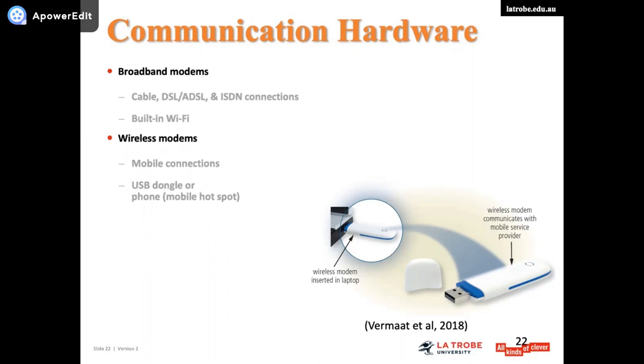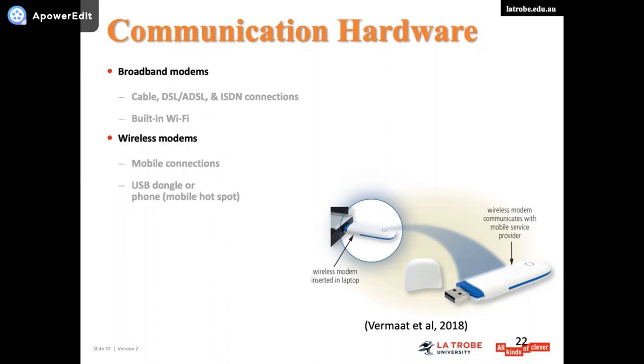And then it's the wireless modem. The wireless modem usually uses mobile connections such as 3G, 4G, 5G. However, our desktops and laptops have no ability to directly connect to the mobile networks. Then you need this USB dongle. So once you insert this dongle into your desktop or laptop, your computer has the ability to surf the internet by using these devices.